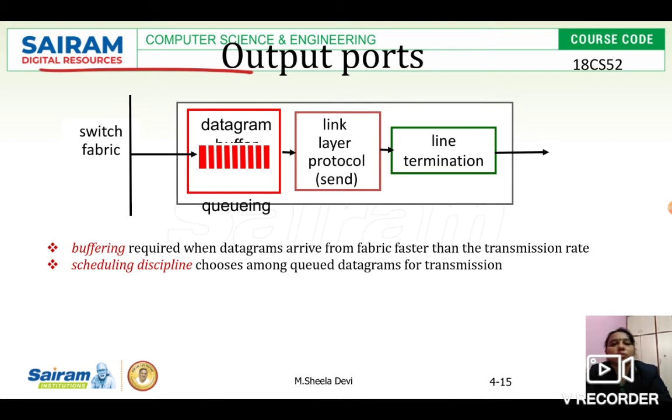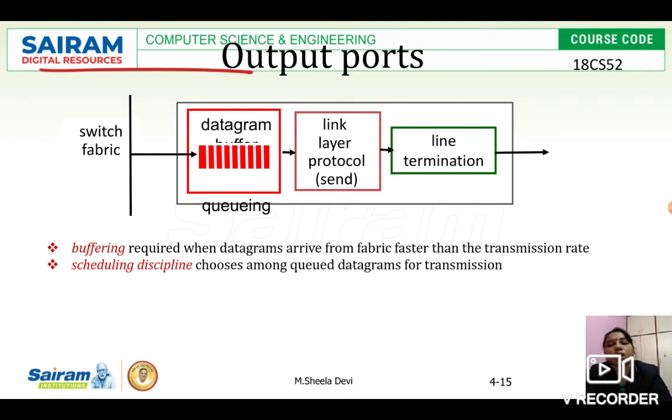We saw the input port and switching fabric. Next, the right side is the output port. Whatever functionalities we had in the input port, we have the same functionalities, but in the reverse order. So the same datagram buffering and queuing happens. Queuing happens when the switching fabric speed is high and the receiving capacity of the next router is less compared to the switching rate, then the packets will be queued here. So buffering is required when datagrams arrive from the fabric faster than the transmission rate.